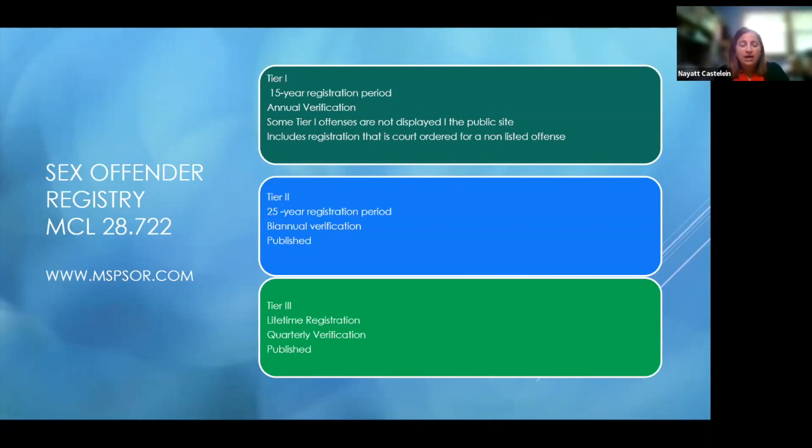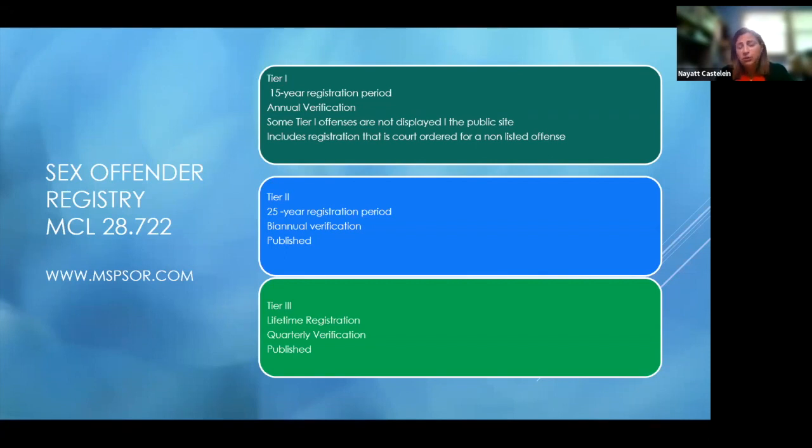And then this tier also includes registration by court order for a not listed offense. So there are times where an offense included a sexual element to it, or maybe it was against a child, and the judge orders this particular person to register. So even though it's not a registrable offense under the statute, if the judge orders it, MSP would have to register them. And so they would be classified as a tier 1 offender, and it's usually non-public.